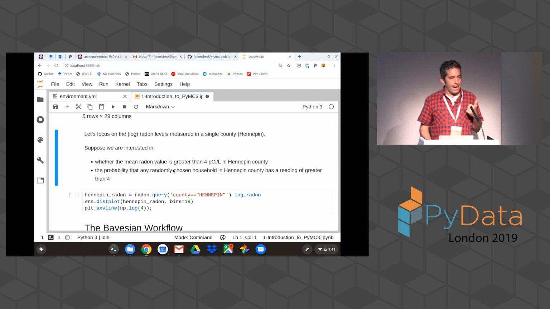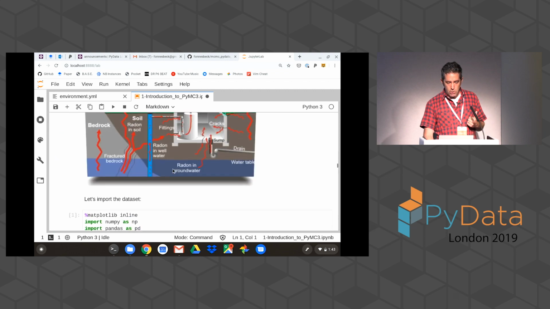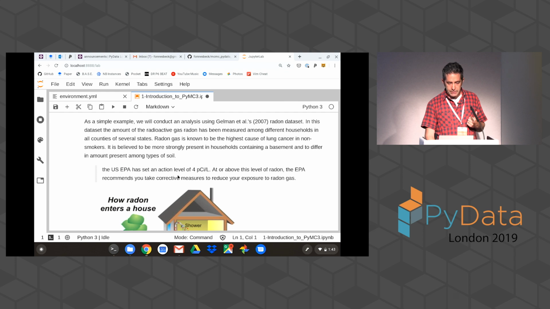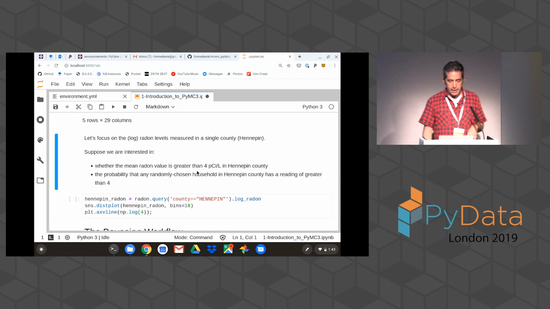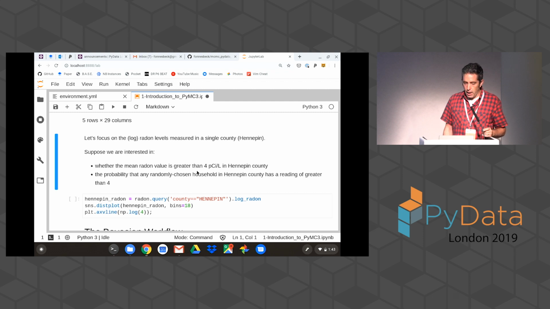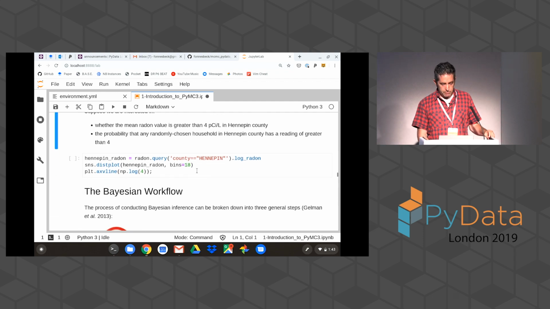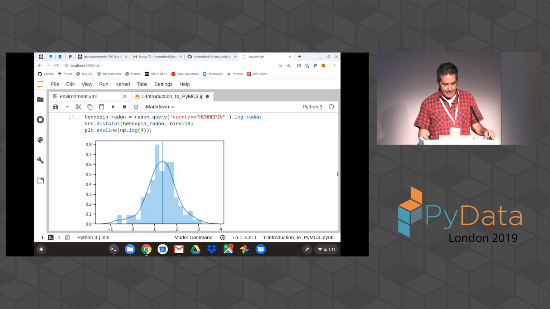We're going to take one particular county in the state of Minnesota, arbitrarily, and the level of radon contamination that is thought to be worrisome, according to the US EPA, is 4 picocuries per liter, I guess that is. And so we might want to know, say you're an official in Hennepin County, which is what we're going to look at here, whether the mean radon value for the county is greater than this 4 level, and then maybe the probability that any randomly chosen household in that county would be subject to that level, okay? So this is just pulling out that data, so this is what it looks like.